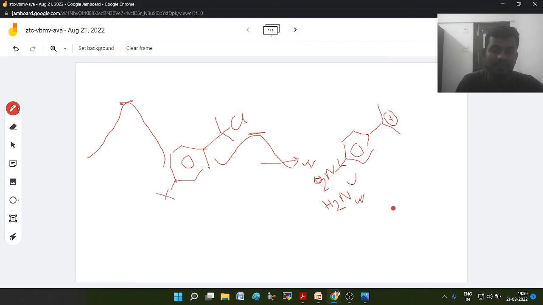Oh, okay. So the NH2 case will stabilize the positive charge. Exactly. So electron flows towards the center, away from the benzene ring. Okay, sir. That is my doubt, sir.